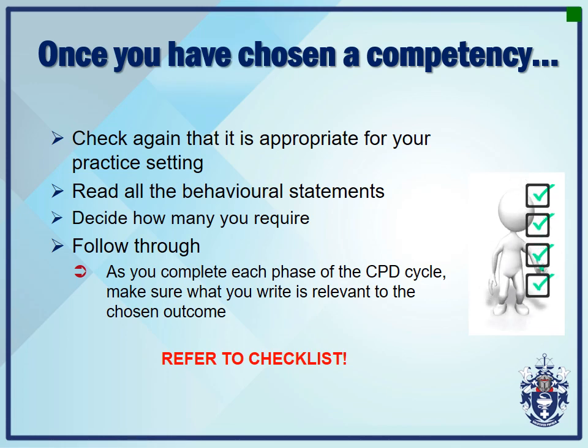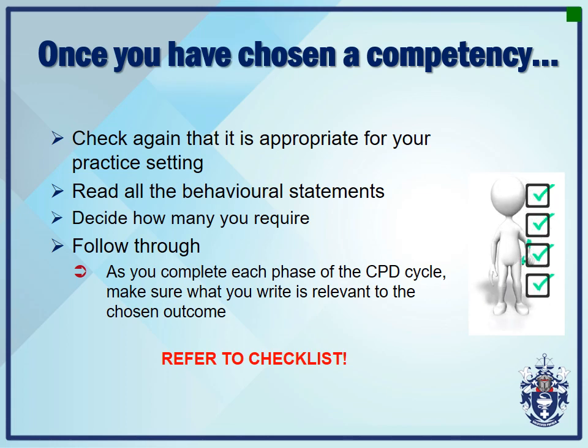So remember, once you've chosen a competency, make sure that you check again that it is appropriate to your practice setting. So ideally, if you're a community pharmacist, that particular competency must be doable or achievable within the practice setting. If it's in a regulatory environment, again, same thing applies, etc. Read all of the behavioral statements and understand what number is 75% of those behavioral statements in order to provide sufficient evidence. Very important that you do that.